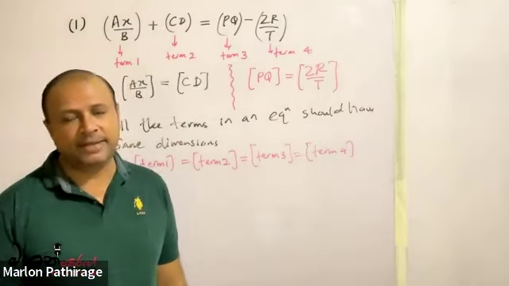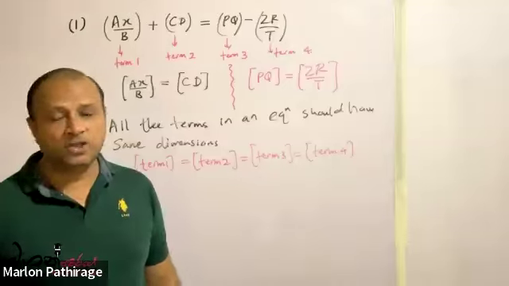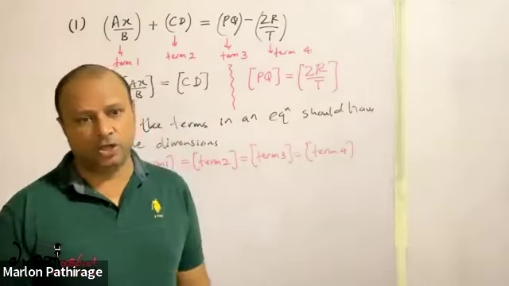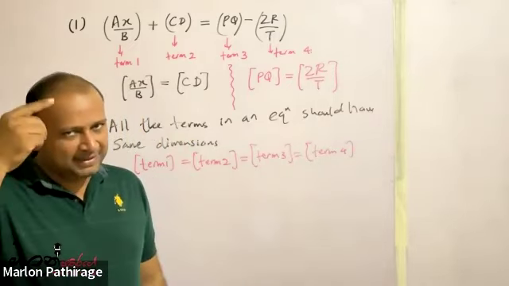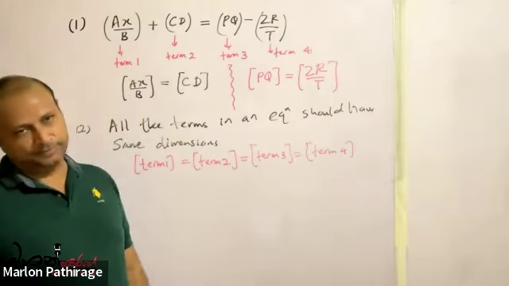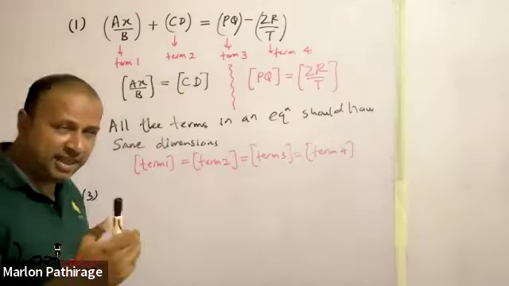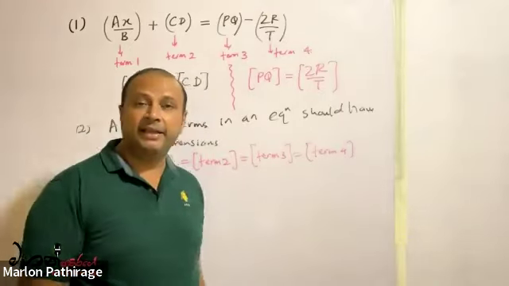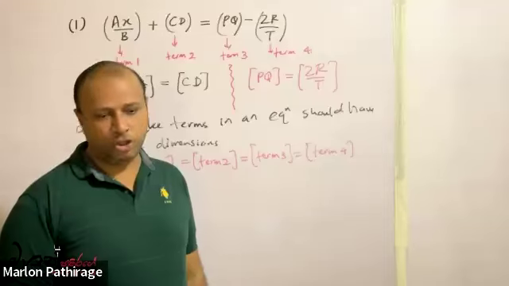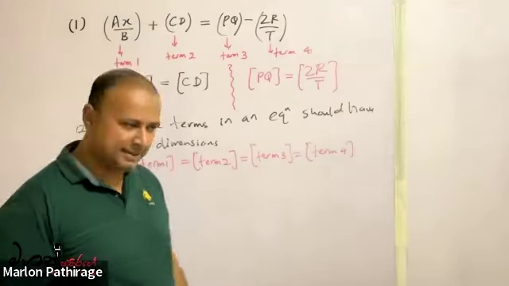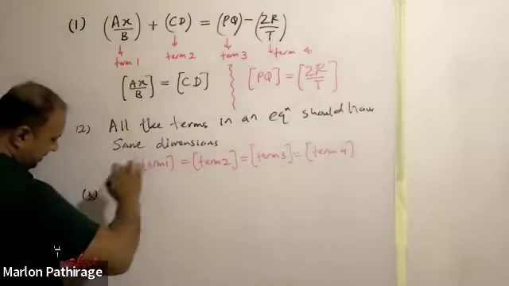A number has no dimension. Therefore, if there's an index, the entire index should not have a dimension. Okay, that means it is something like this.